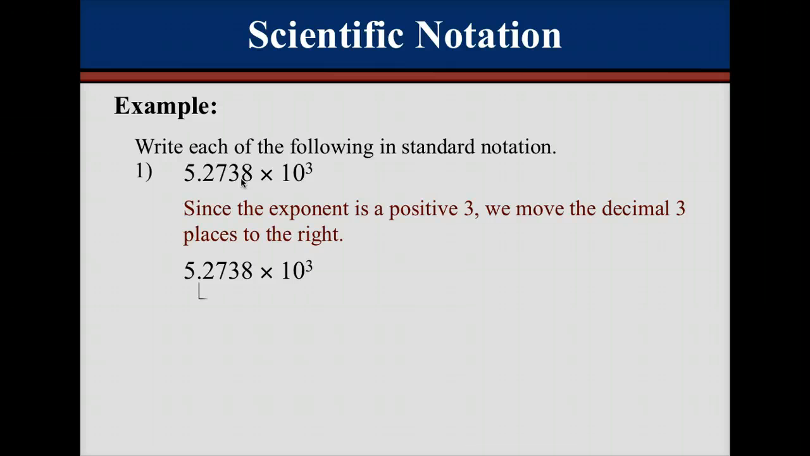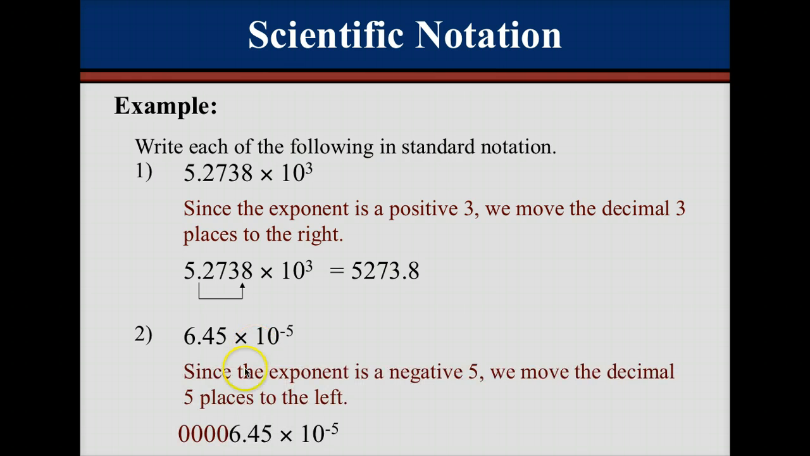So our new number, 5,273 and 8/10. So the 8's still going to be to the right because we were told we're only moving it 3 places. Oh, this is to the negative 5, so we're going to move that decimal to the left. So it's at 6.45, so we're going to have to add 4 zeros before we place our decimal. 1, 2, 3, 4, because we moved it 5 places, and the 6 was already to the left of the decimal. Okay, you're ready to begin your practice.